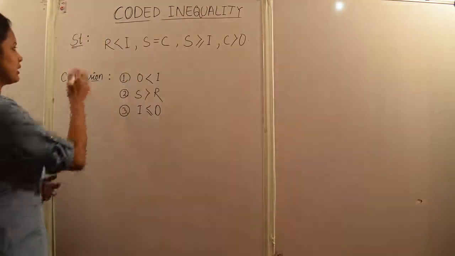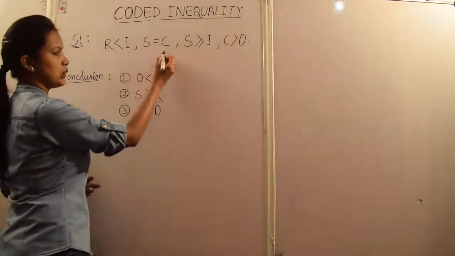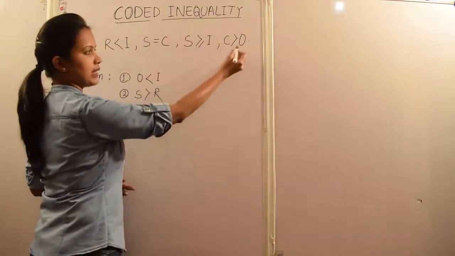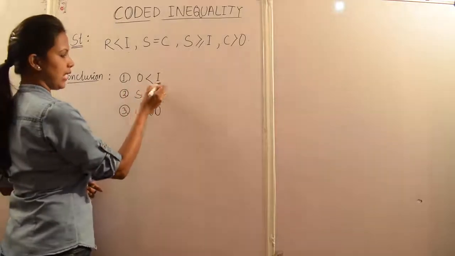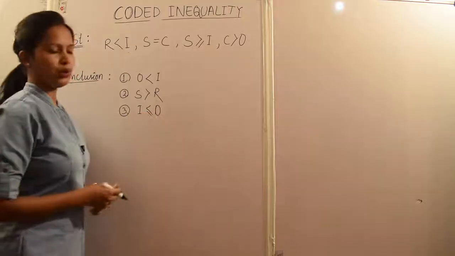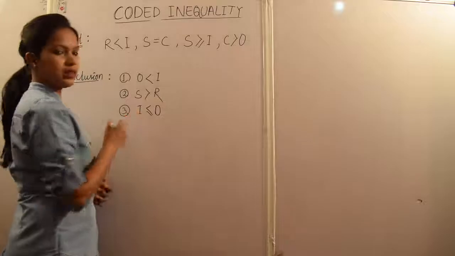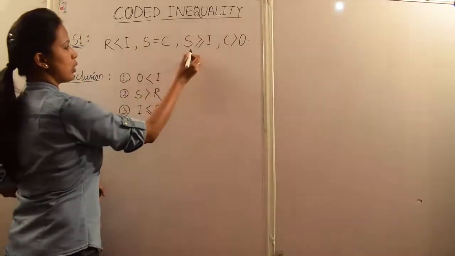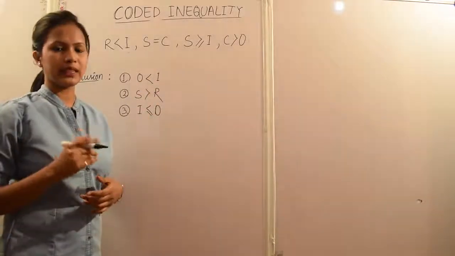Then see the question. In the question, the statements given are R less than I, S is equal to C, S is greater than equal to I, and C is greater than O. And the conclusions given are O is less than I, S is greater than R, I is less than equal to O. Based on the statements, we will find which of the conclusions are true. So here you can see these are small equations. You need to combine all the equations to form a single statement.